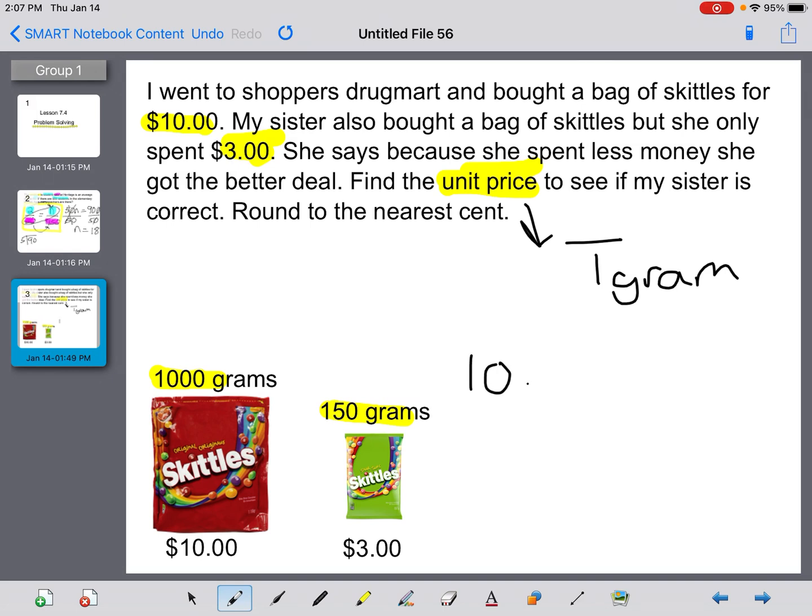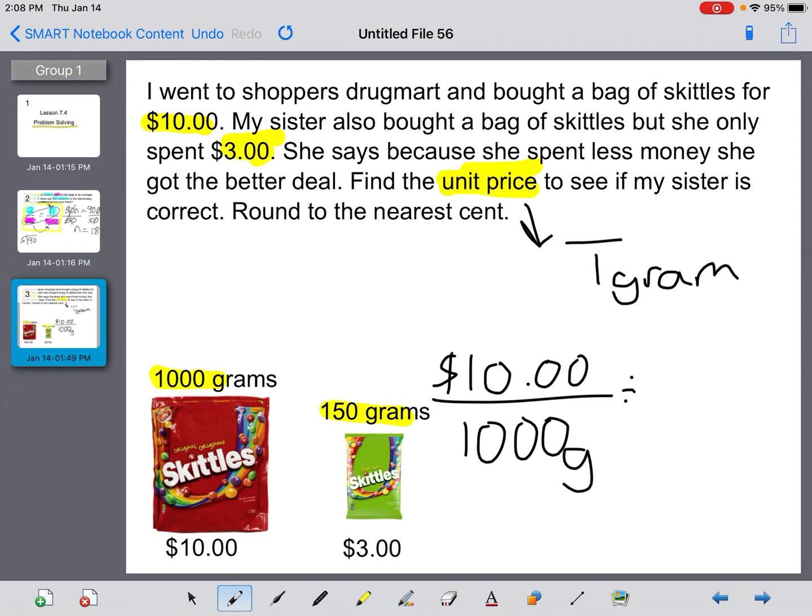So I'm going to set up my ratio as $10 over 1,000 grams. Because remember, I'm putting the grams on the bottom because I want to know the cost of 1 gram. When we find unit price, we divide the top and the bottom by that denominator. So 1,000 divided by 1,000 gives us 1 gram, which is what we're looking for.